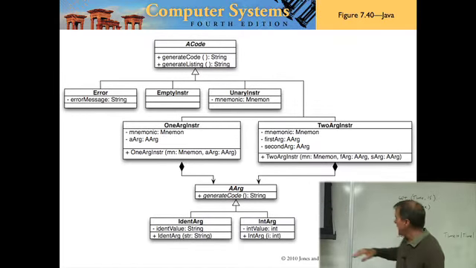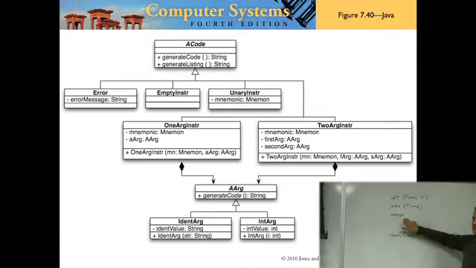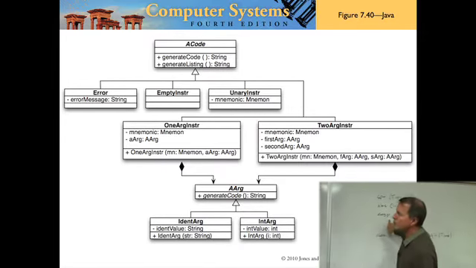Unary instruction. That's like this. So what does it need? It only needs what?